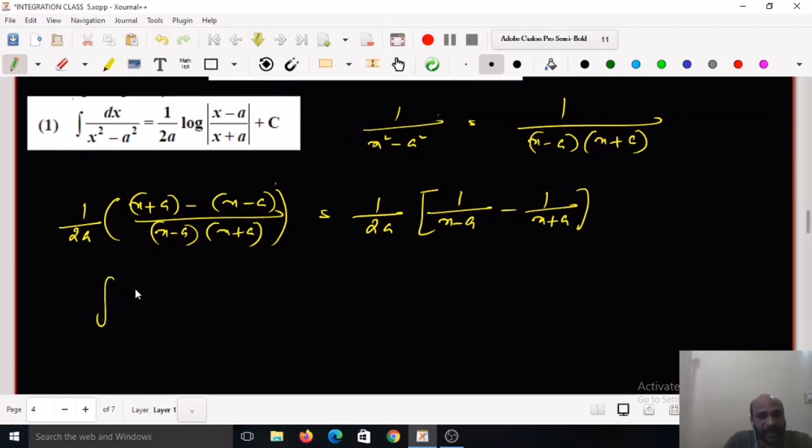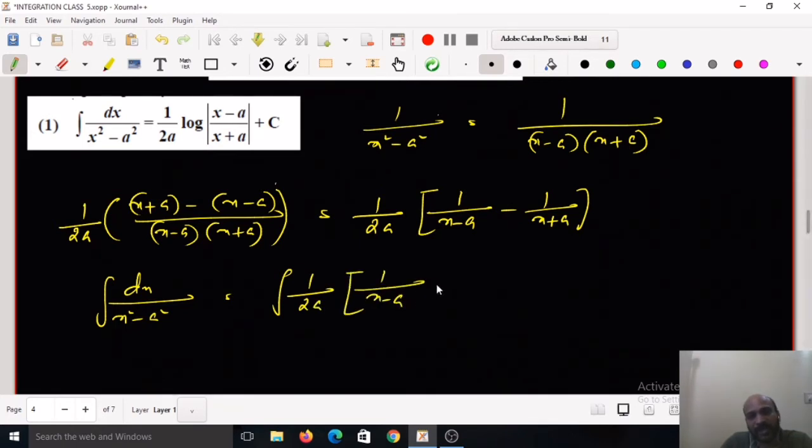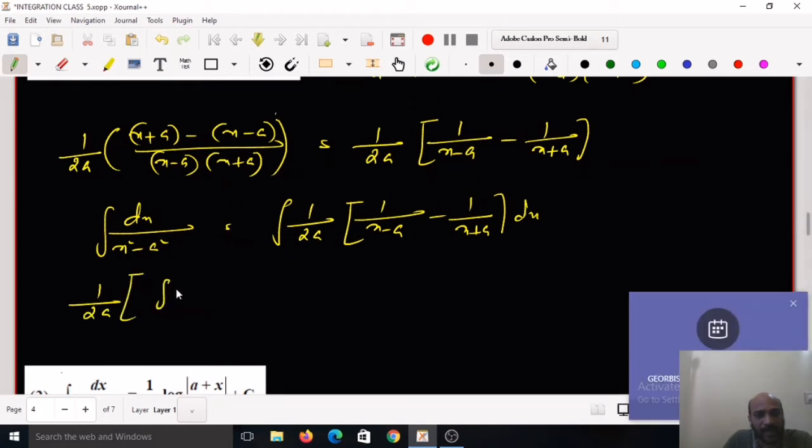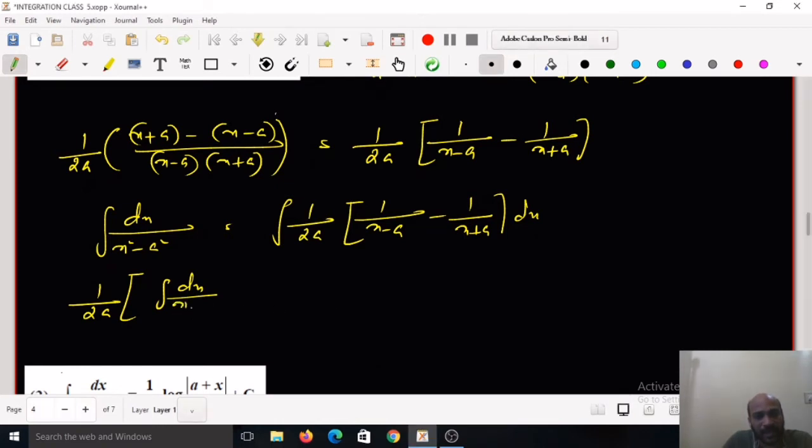Therefore, integration of dx by x square minus a square is equal to integration of 1 by 2a into 1 by x minus a minus 1 by x plus a dx. So we can split into two integrals. 1 by 2a is a constant, so 1 by 2a we can take outside. Then into integration of dx by x minus a minus integration of dx by x plus a.